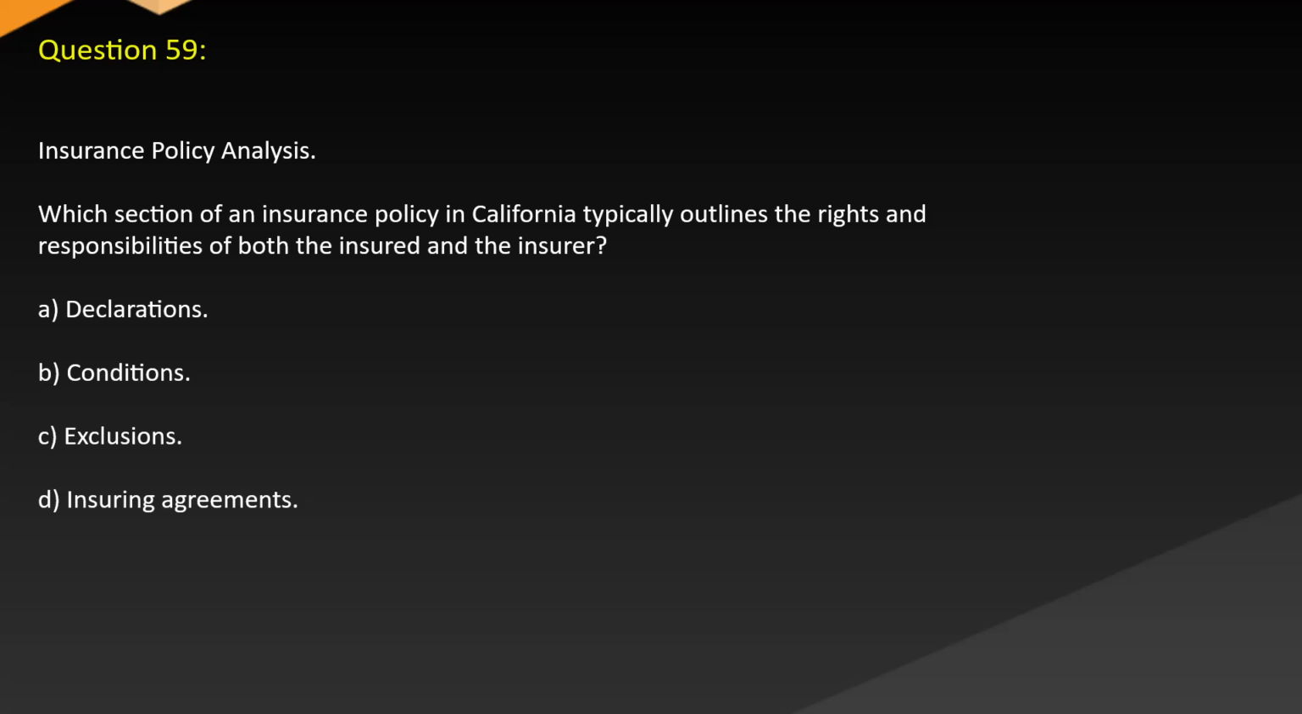Question 59. Insurance policy analysis. Which section of an insurance policy in California typically outlines the rights and responsibilities of both the insured and the insurer? A. Declarations. B. Conditions. C. Exclusions. D. Insuring agreements.